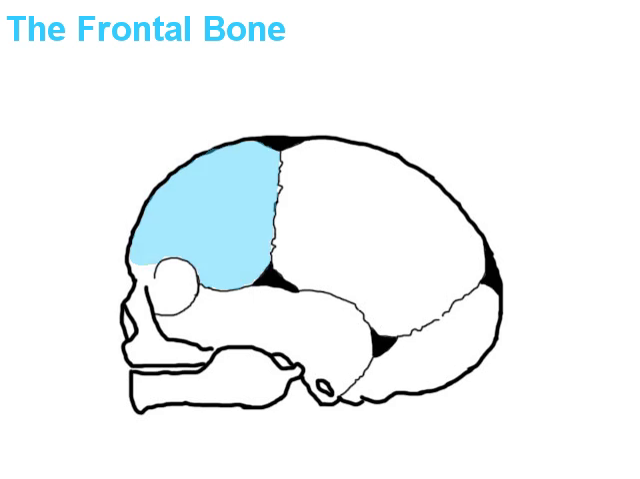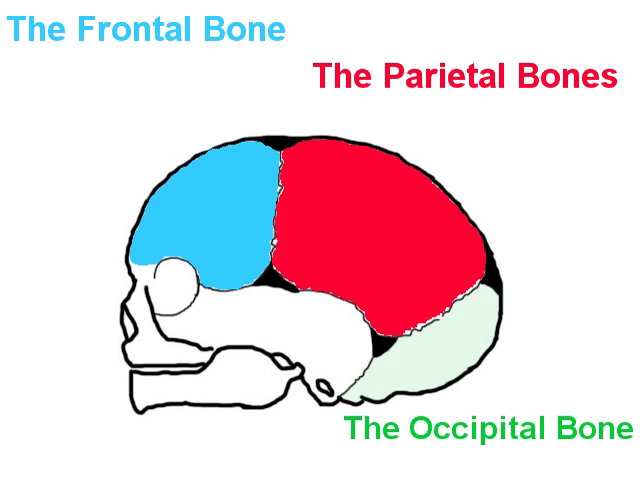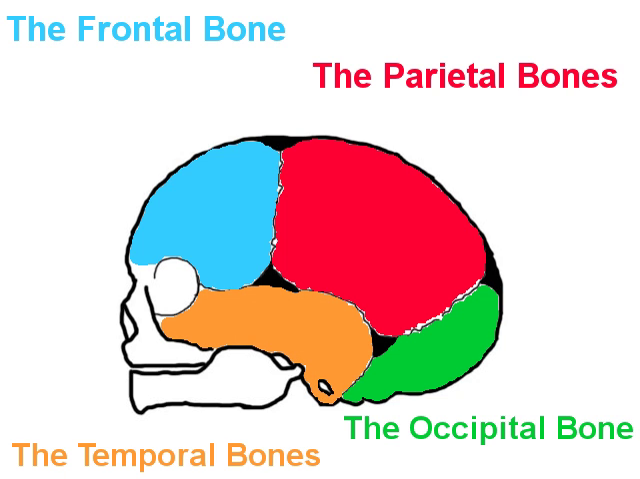The frontal bone forms the forehead. The parietal bones lie on either side of the skull. The occipital bone, which forms the back of the skull and part of the base, and the temporal bones, which lie on either side of the head closest to the ear.